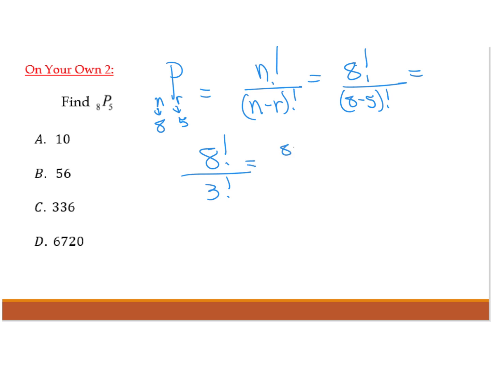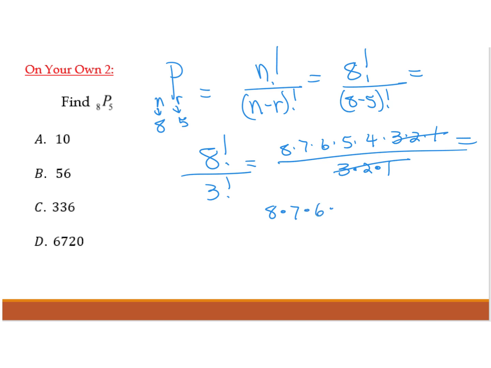8 factorial is 8 times 7 times 6 times 5 times 4 times 3 times 2 times 1. 3 factorial is 3 times 2 times 1. Those are going to cancel out. Therefore, I get 8 times 7 times 6 times 5 times 4. That is equal to 6,720 arrangements of values that we could have.